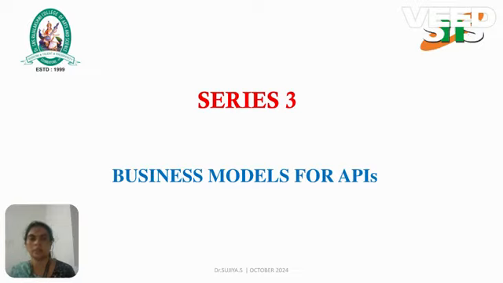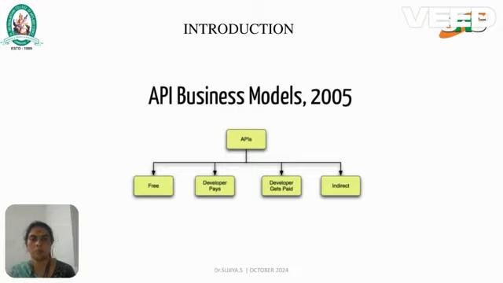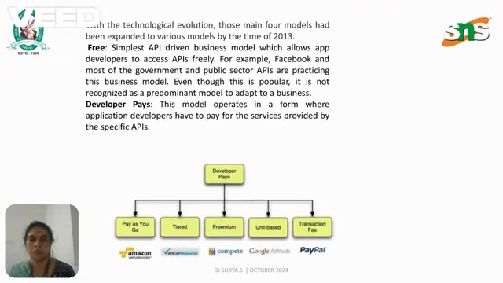So the API model is basically divided as free and developers pay, and next is developer get paid, and then finally it's indirect. With the technology evolution, those main four models have been expanded into various models from the time of 2013. First, we go with free. That is the simplest API-driven business model, which allows app developers to access APIs freely. For example, Facebook and most of the government and public sector APIs are practicing this business model. Even though this is popular, it is not recognized as a predominant model to adapt to the business.